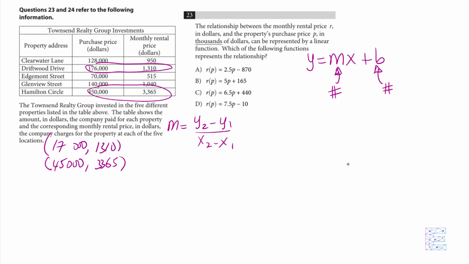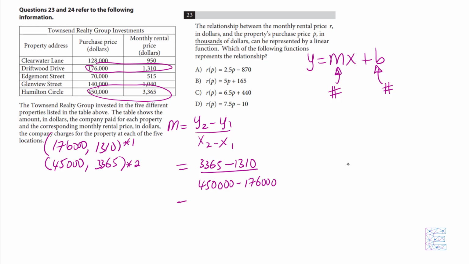Now let's go ahead and just plug these in. We can call the top ordered pair x1 and y1, and call the bottom ordered pair x2 and y2. So we would have 3,365 minus 1,310 over 450,000 minus 176,000.